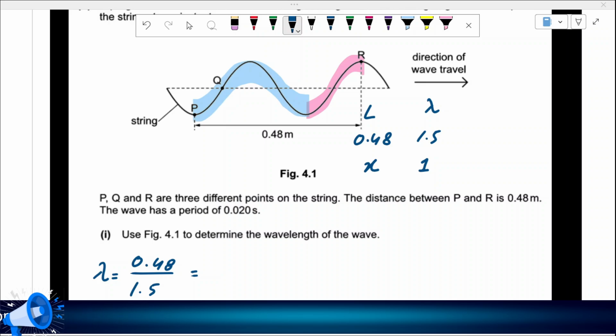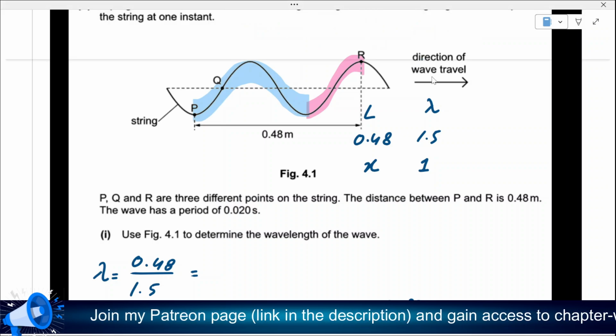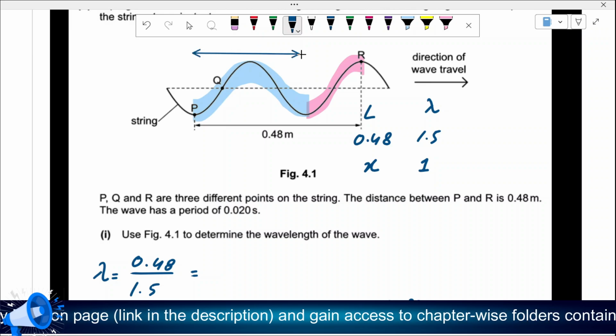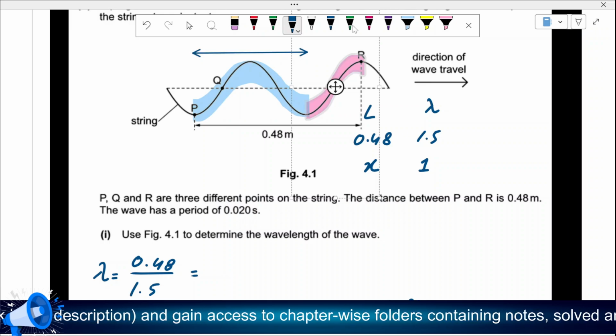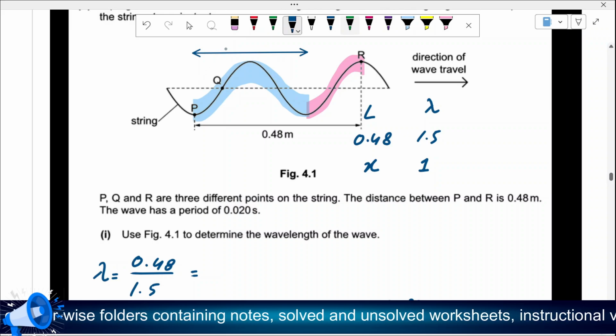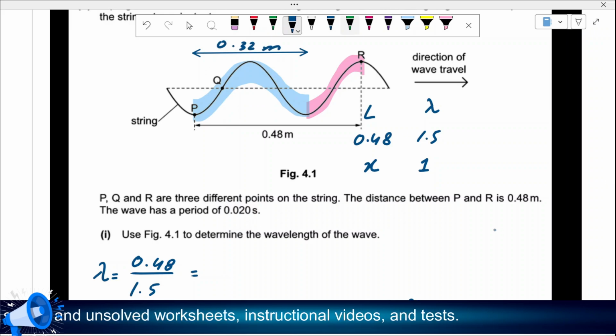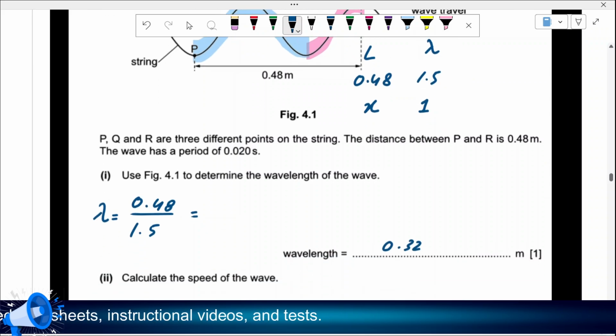0.32, thank you. 0.32 meters, which means that the distance from trough to the next consecutive trough is 0.32. That's the wavelength. Okay, let's move on to the next one.